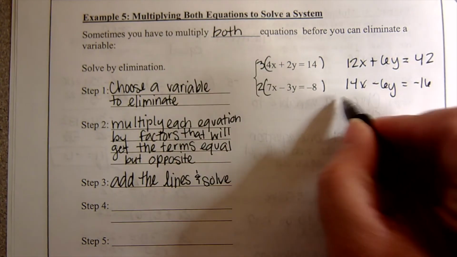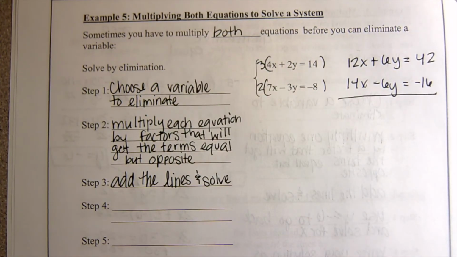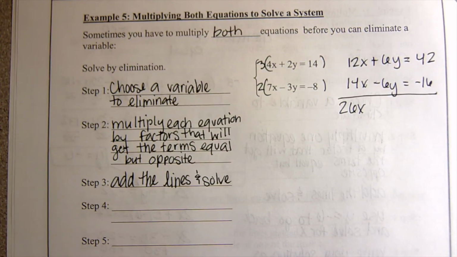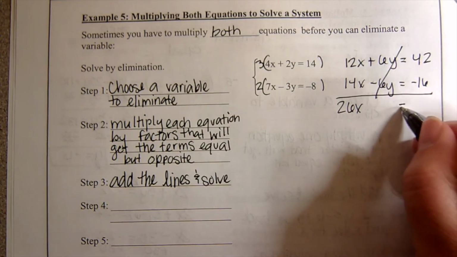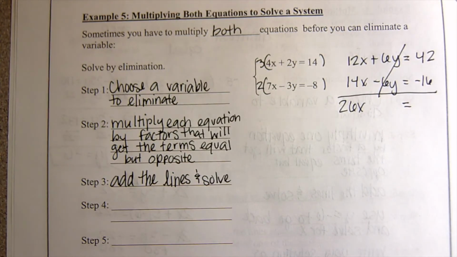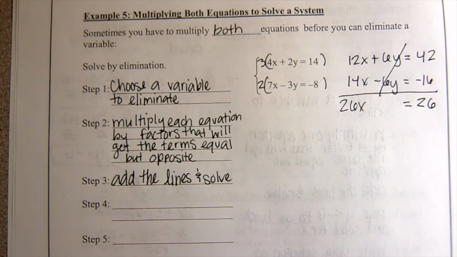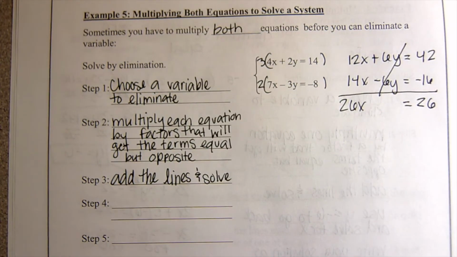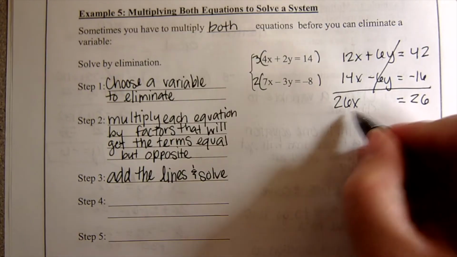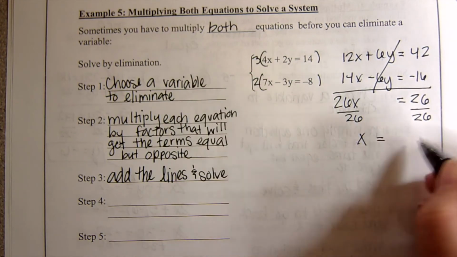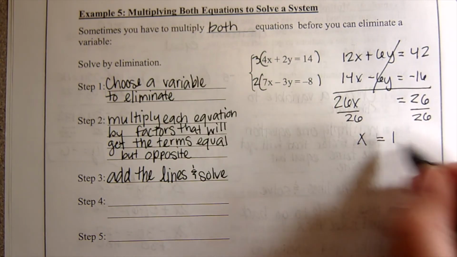So let's go ahead and add these up. 12x plus 14x, 26x. 6y and negative 6y, that cancels out to 0. Bring down the equal sign. 42 and negative 16. 26. All right, what do I do to both sides? Divide by 26. So x equals what? Positive 1.